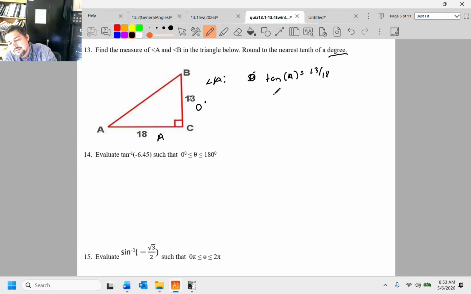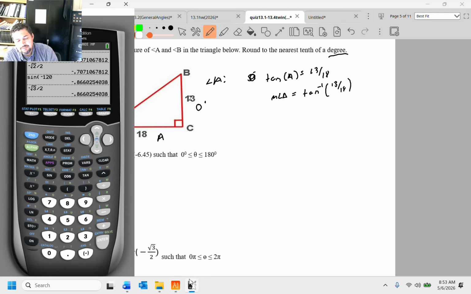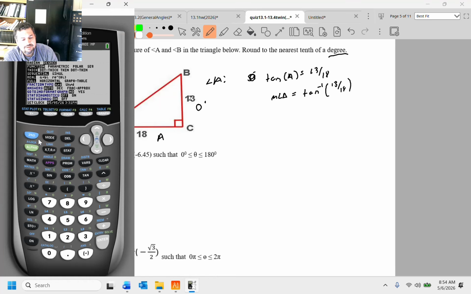What this means is that the measure of angle A is the inverse tangent of 13/18.